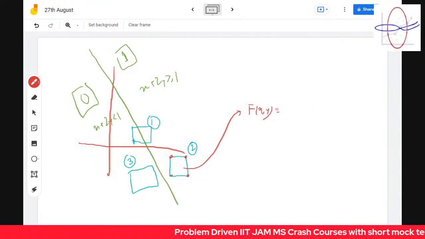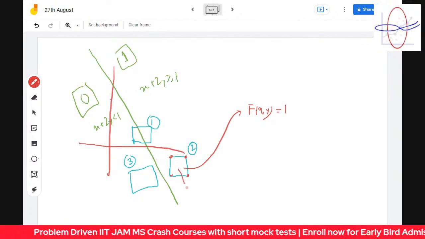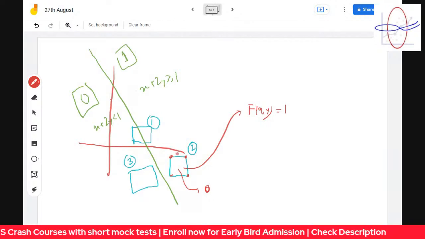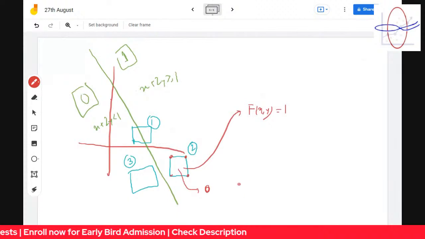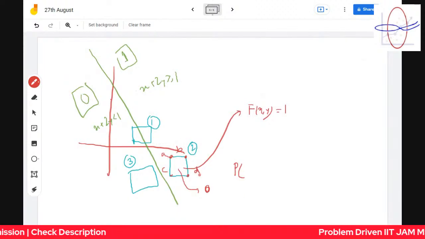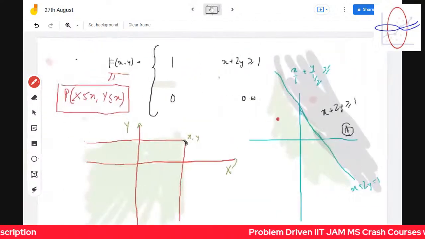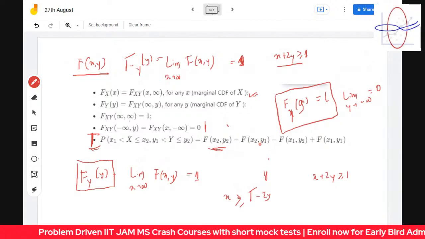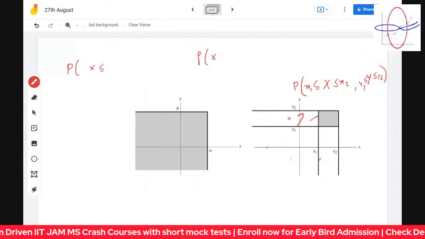are 1. So therefore, the probability of this will be 0. Probability of this rectangle here is 0. Okay, you can check it out. Why? Let's say it's A, B, C, D. So if you just check it out, all of them will be 1, right? These are all the corner points.